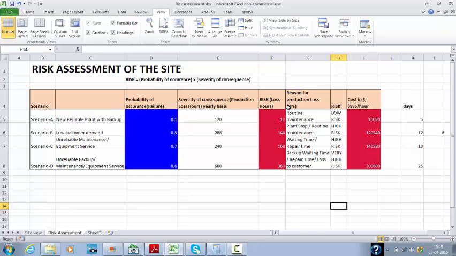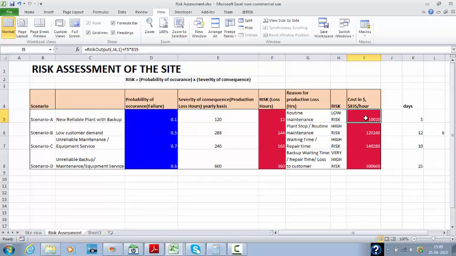Now, for the production loss, why do we stop? It could be many reasons behind it. If there's a stop, it's due to routine maintenance. The risk is low. We have set a criteria: if it's less than 100 hours in a year, it's low risk. If it's more than 100 hours in a year, it comes in as high risk, and there is a cost behind it.